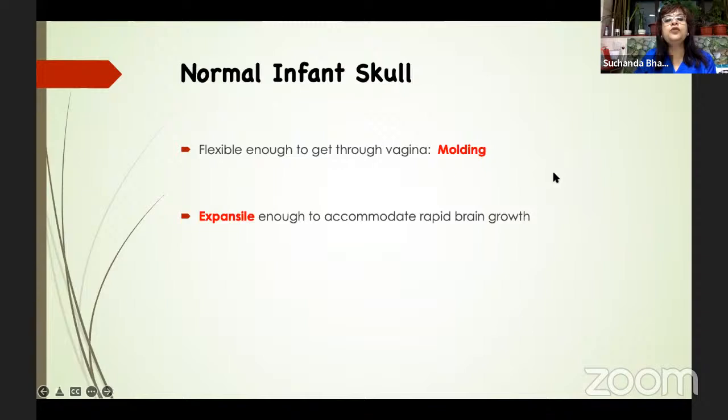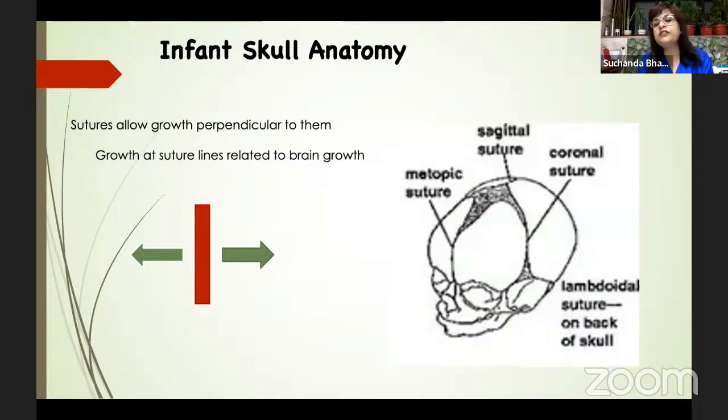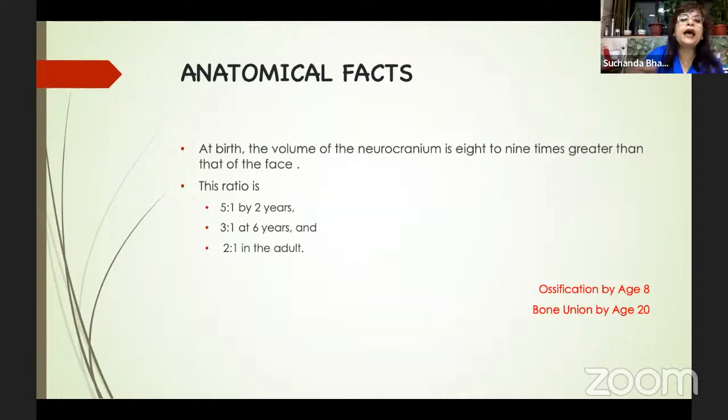So let us know a little bit about the normal infant skull. It is flexible enough to get through the vagina. It's called molding. It is expansile enough to accommodate rapid brain growth. So the anatomy, as Federico has already touched on, the various sutures and how the growth happens. At birth, the volume of the neurocranium is 8 to 9 times greater than that of the face. This ratio decreases to 5:1 by 2 years, 3:1 at 6 years, and 2:1 in adults. Ossification more or less completes by age 8 and bone union more or less by age 20.